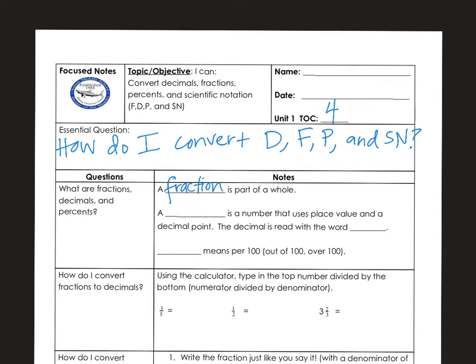A blank is a number that uses place value and a decimal point. The decimal is read with the word and. Okay, so this is a decimal. And whenever we have a decimal, when we see the decimal point, we're going to say the word and. That's the correct way, the proper way to say it. Blank means per 100, out of 100, or over 100, and that's when we're talking about percent.